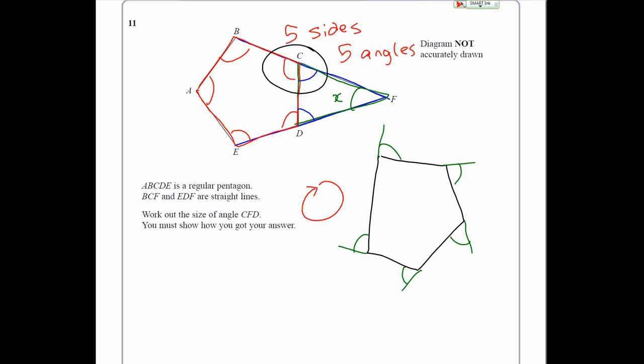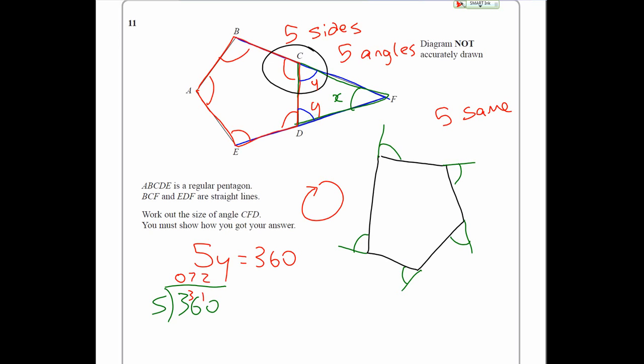So that means if there's 5 of these angles and they're all the same, then they add up to 360. So 5 times, let's call this angle y, 5 times y equals 360. If you don't want to use the algebra, just think what goes into 360 five times. If you don't know 360 divided by 5, you can do the bus stop method. 5's into 36 is 7. Carry the 1, 5's into 10 is 2. So these angles are 72 degrees each.